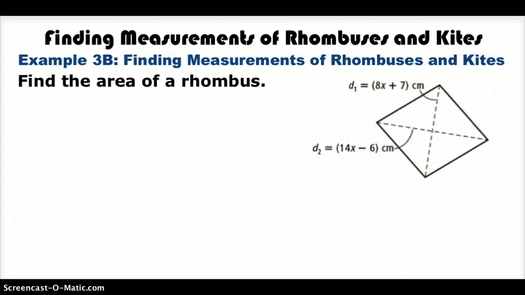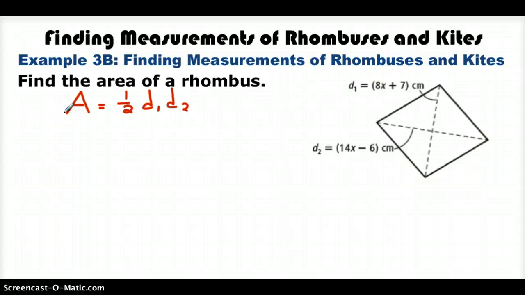Okay, so the last video that we'll do in this section is finding measurements of rhombuses and kites. We're just doing a few more examples here of what we've done before. Recall that the area of a rhombus or a kite is equal to 1/2 times diagonal 1 times diagonal 2.